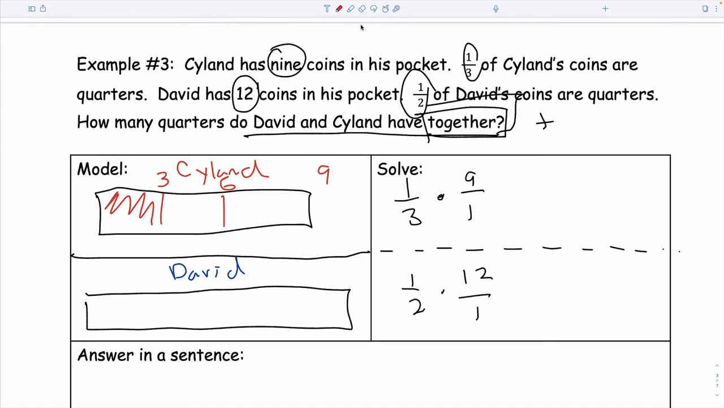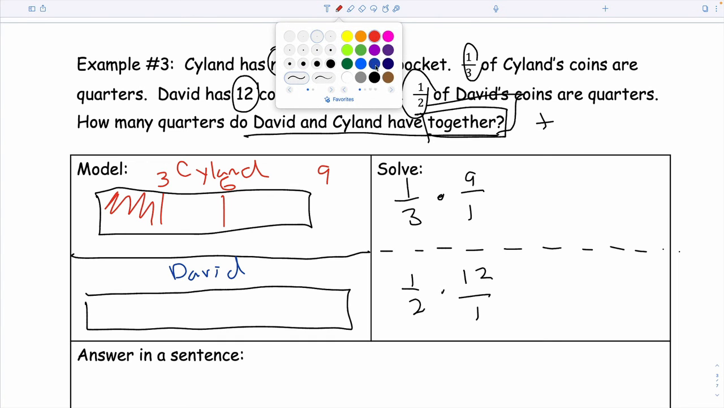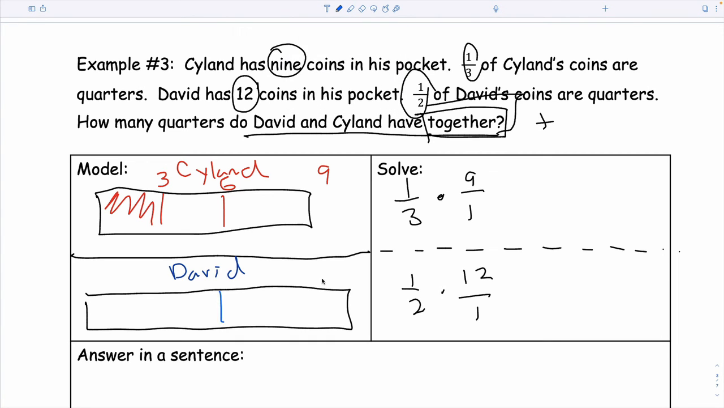Divide David's up into 2 sections. He has 1 out of 2. If the total is 12, how much is each section going to be? I have 1 here, 1 of 2. If I have 12 total, what's that section? Colin. Good. So if he has 1 of those, his total is 6. Kylan has 1, his total is 3.